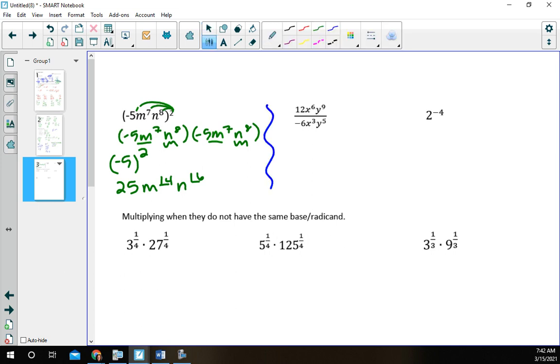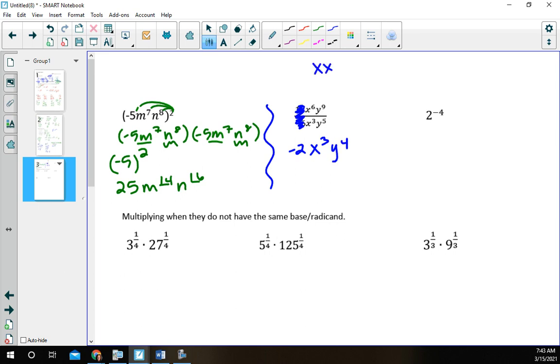Okay, dividing things. If you literally covered this up and just looked at the numbers, 12 divided by -6 is -2. Just like in the last one we multiplied, on this one we just divide. So now I got to work on those x's. So dividing things with the same base, I subtract their exponents. So 6 minus 3 gets me 3. 9 minus 5 gets me 4.